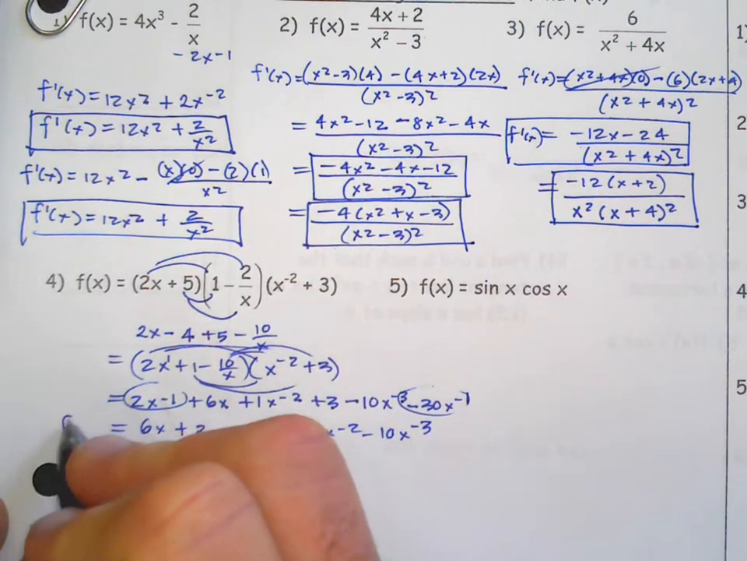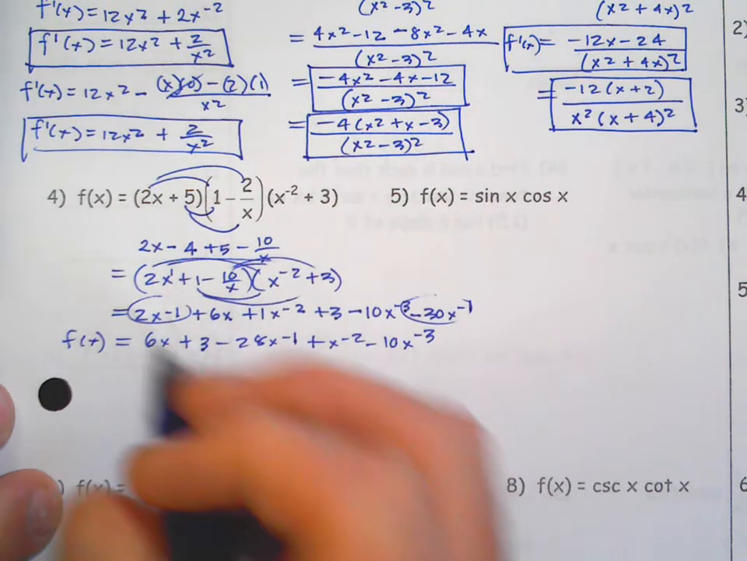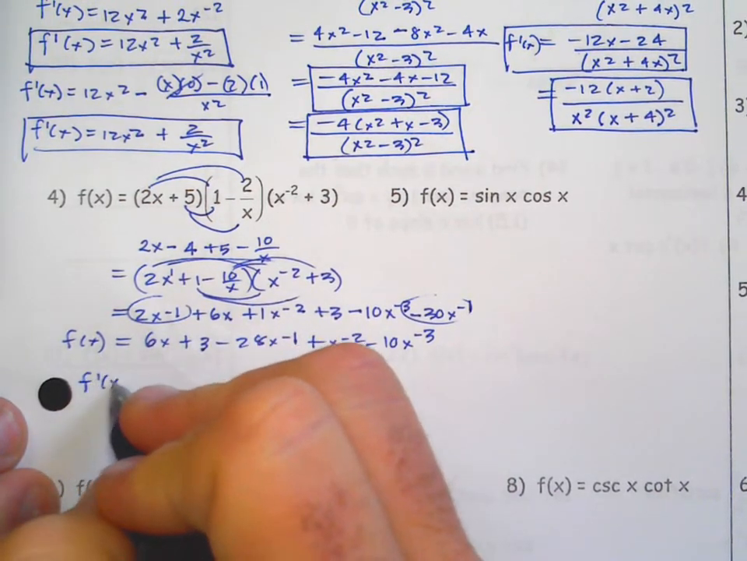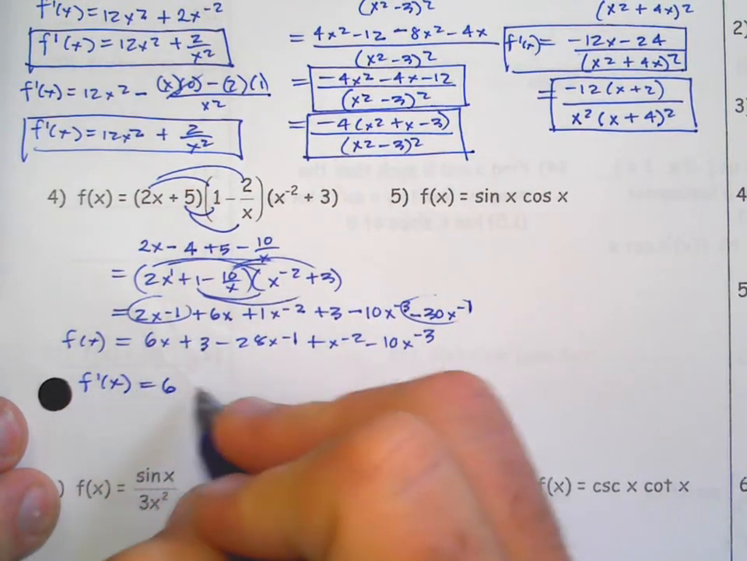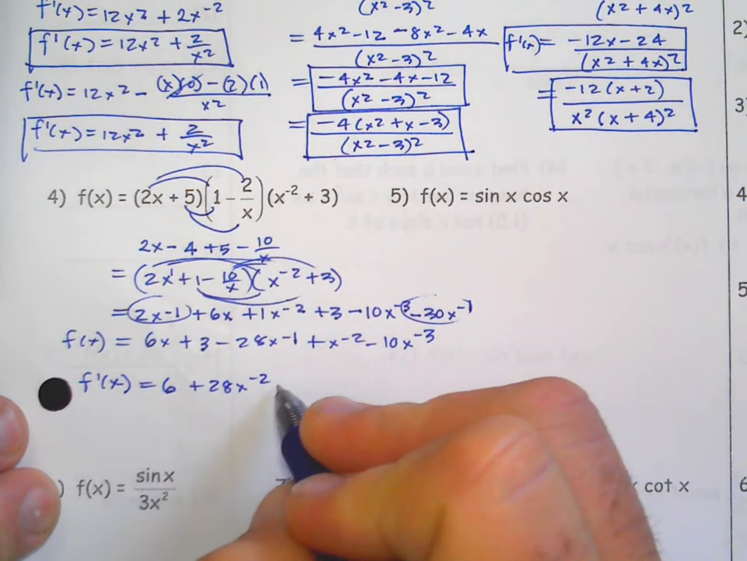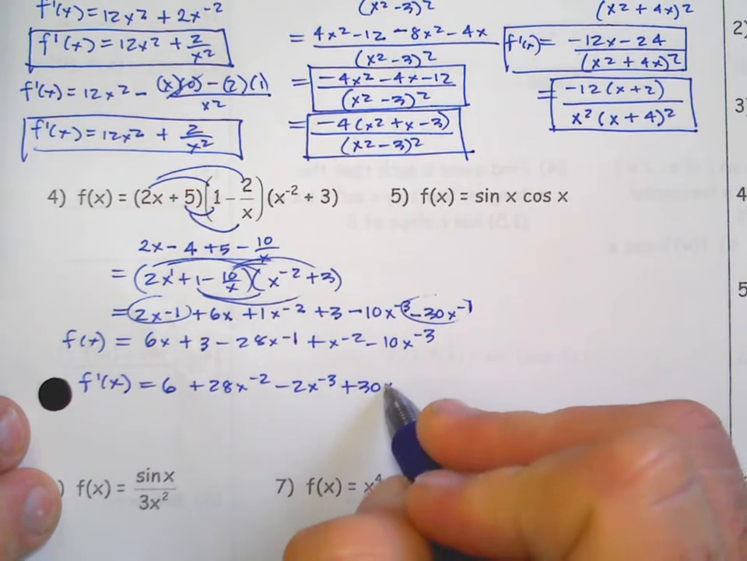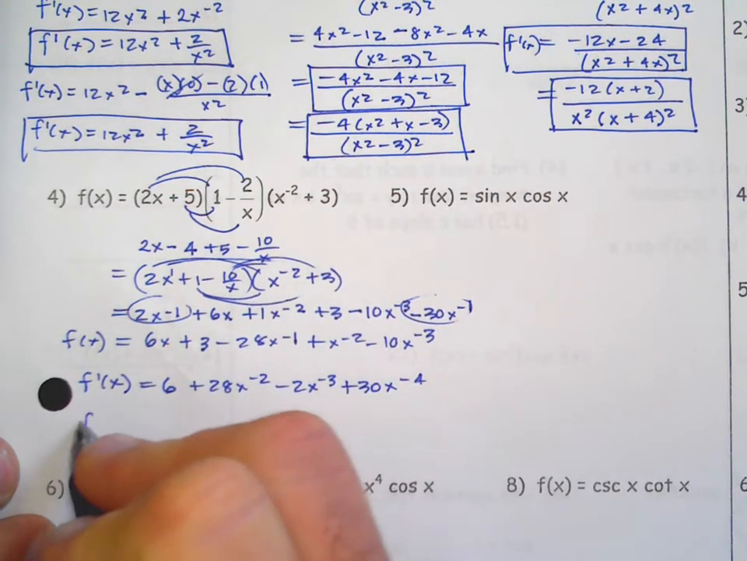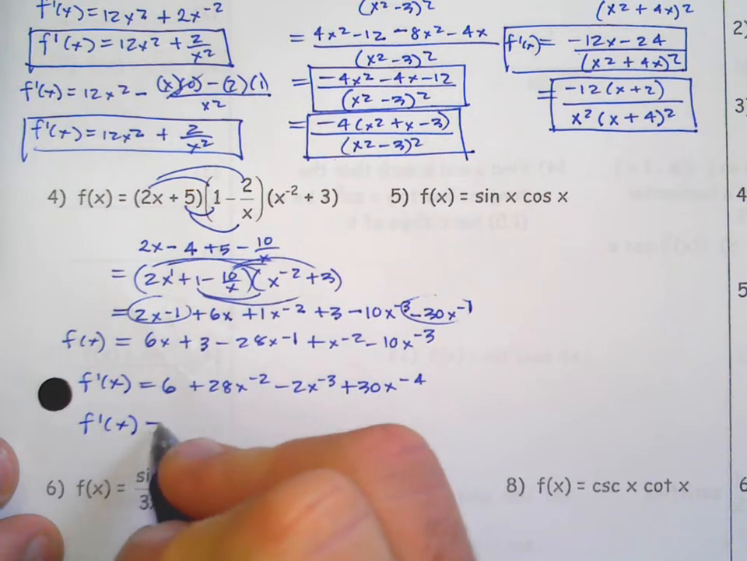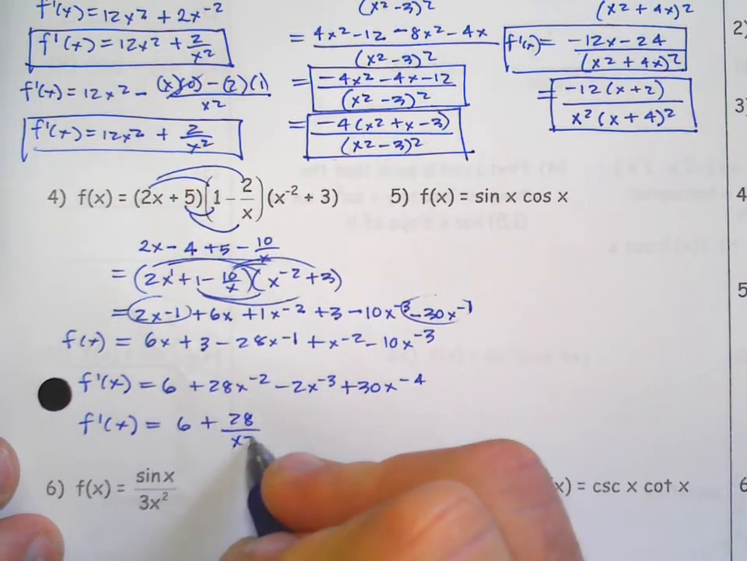So I haven't done any calculus yet. I've just tried to multiply this out. Now the derivative is going to be easy at this point. It's going to be 6 plus 28x to the negative 2 minus 2x to the negative 3 plus 30x to the negative 4. I'm going to rewrite it with positive exponents for your final answer, which I need.